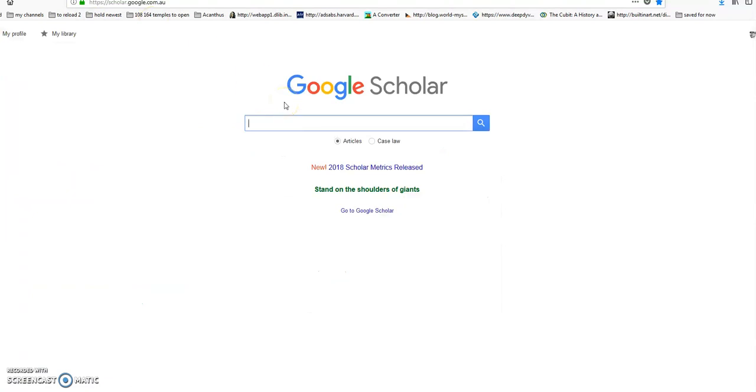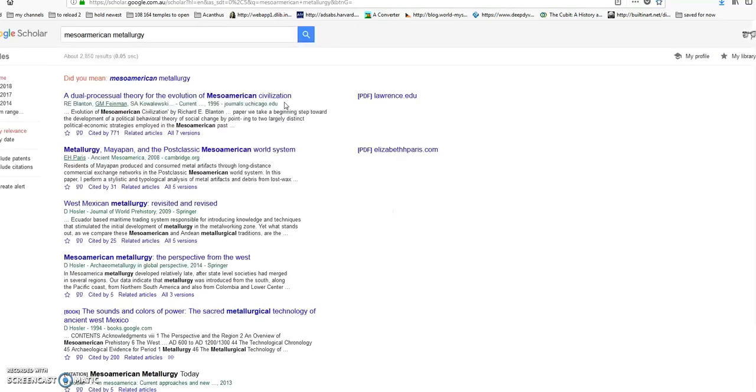So now, Mesoamerican metallurgy. That's what I meant, Mesoamerican metallurgy. So what you can find is that there has been a lot of work and a lot of papers on there, just like your typical history article in The Guardian and these other trash papers.